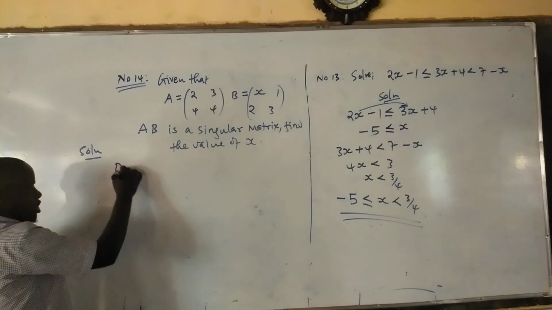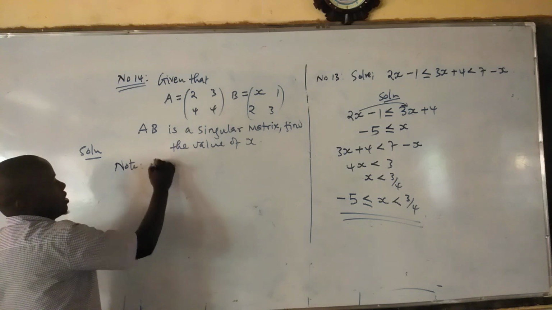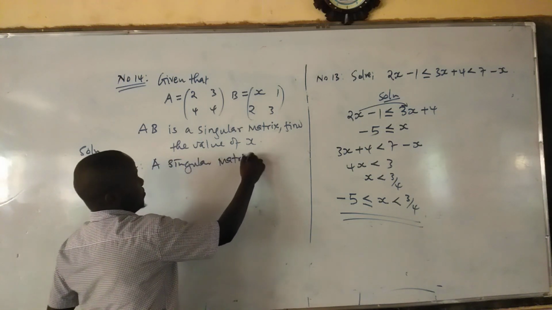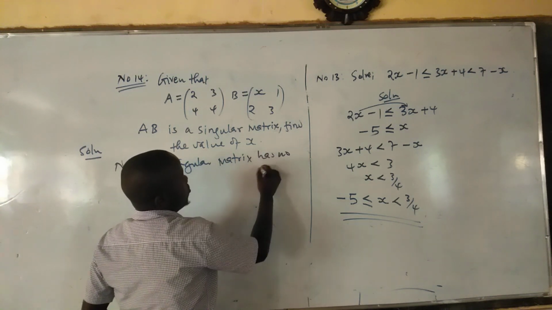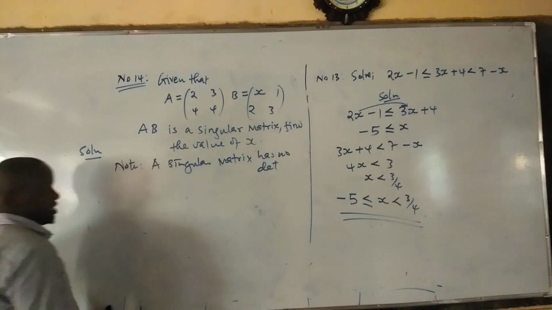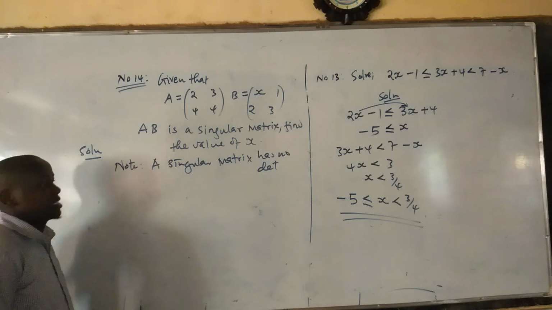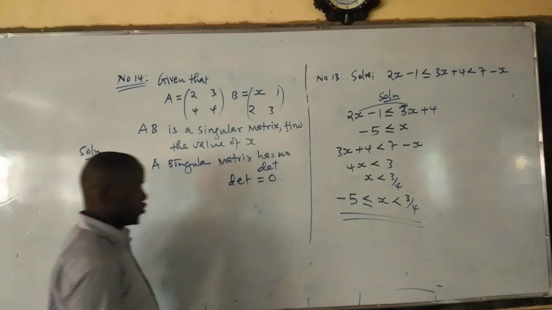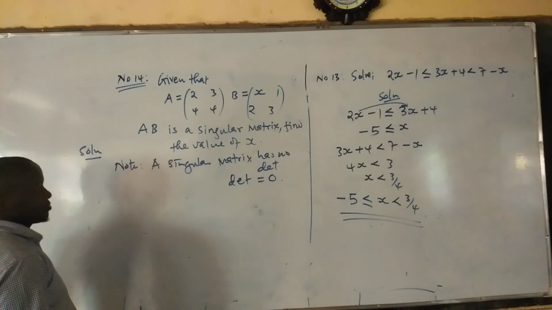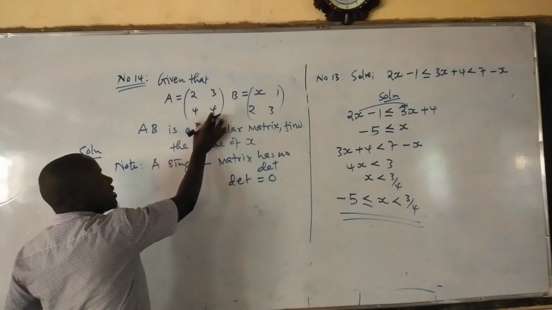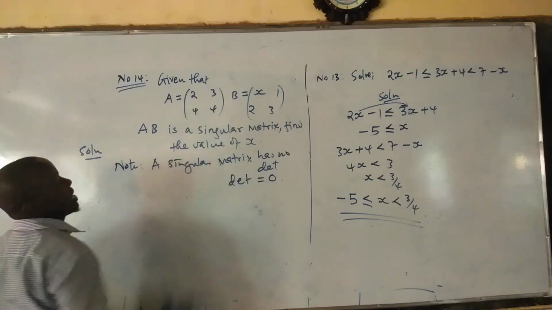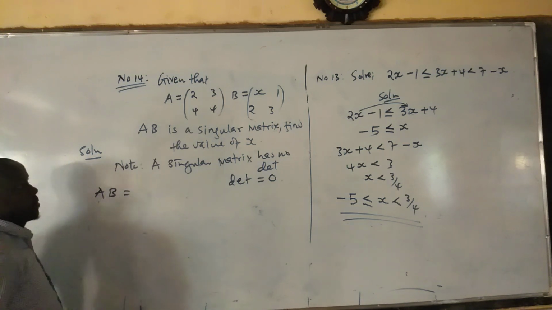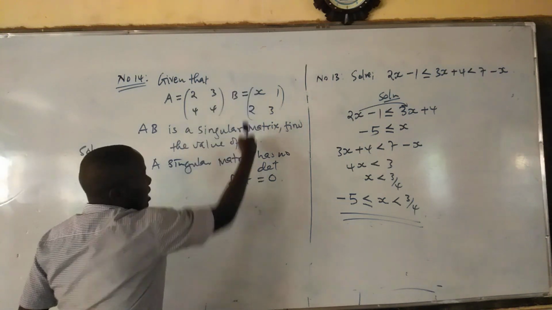It is good to note that a singular matrix has no inverse; the determinant for a singular matrix is equal to 0. Therefore, we will first of all get the matrix AB. Multiplying AB, we multiply this row by this column.